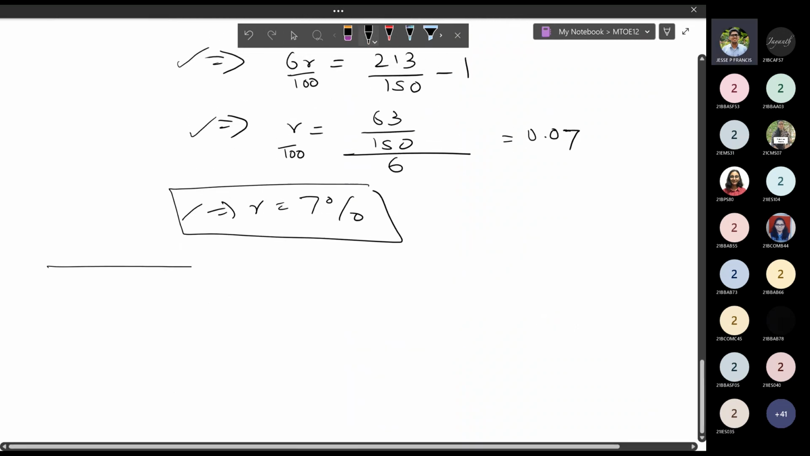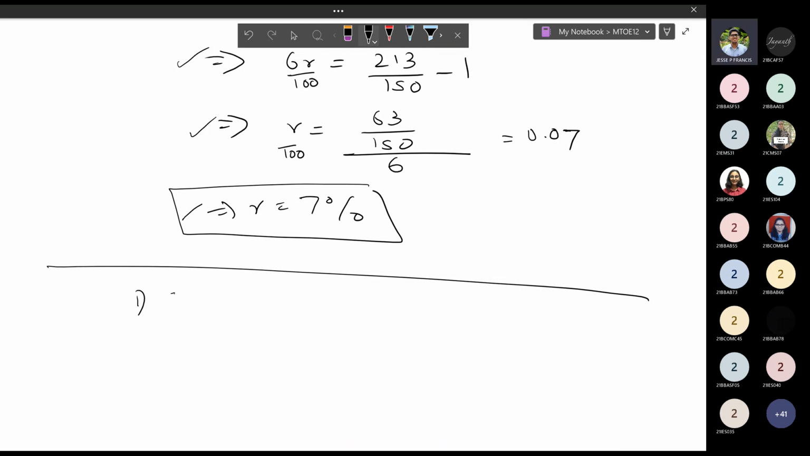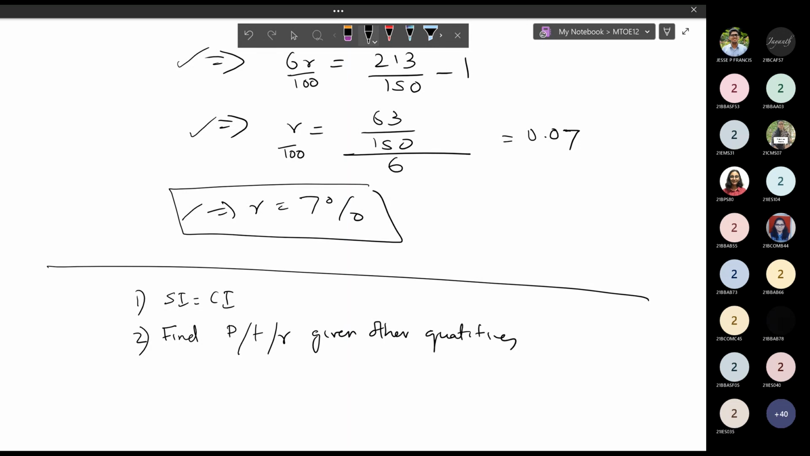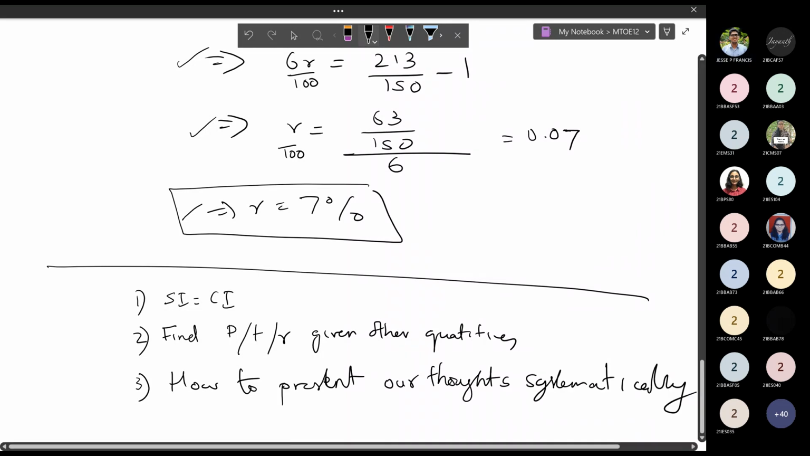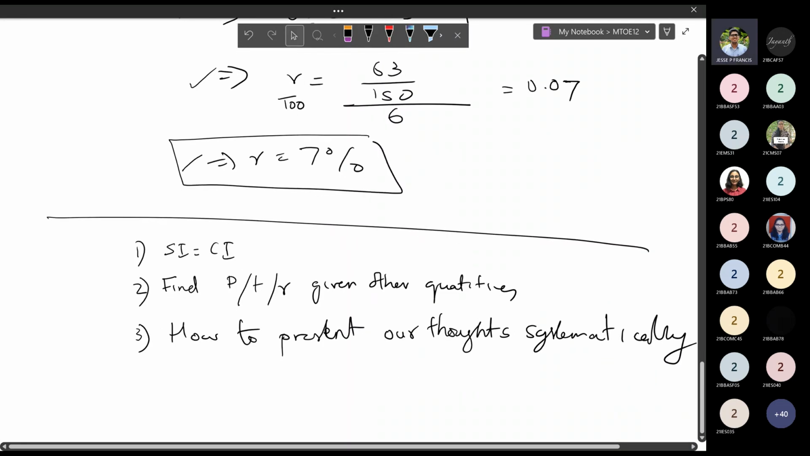So to conclude this class, what I have to say is, one, we noticed when simple interest is equal to compound interest, could that case arise? Two, we find principal or time or rate given other quantities. Three, we noticed how to present our thoughts systematically. All right, so with that, we'll conclude this session.